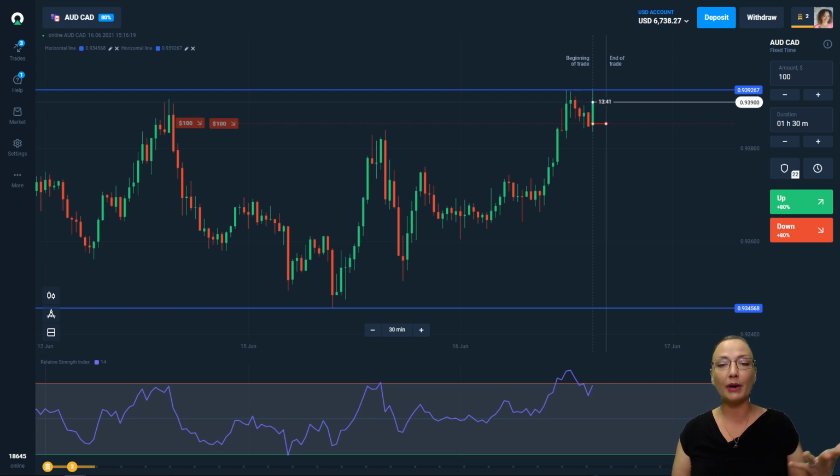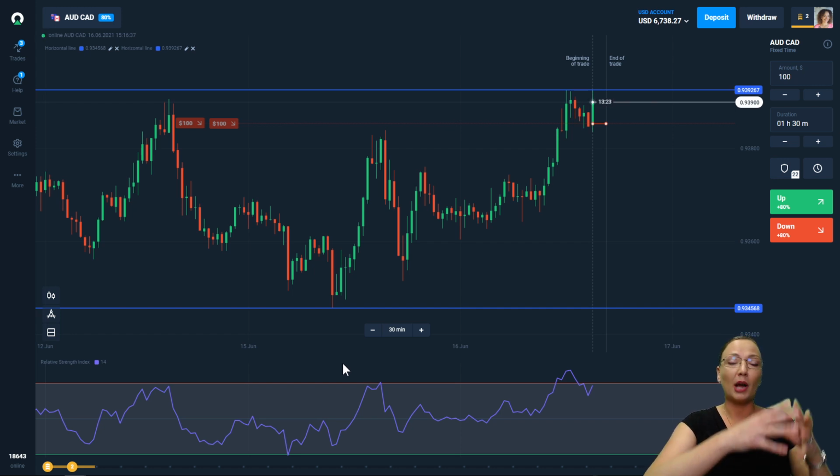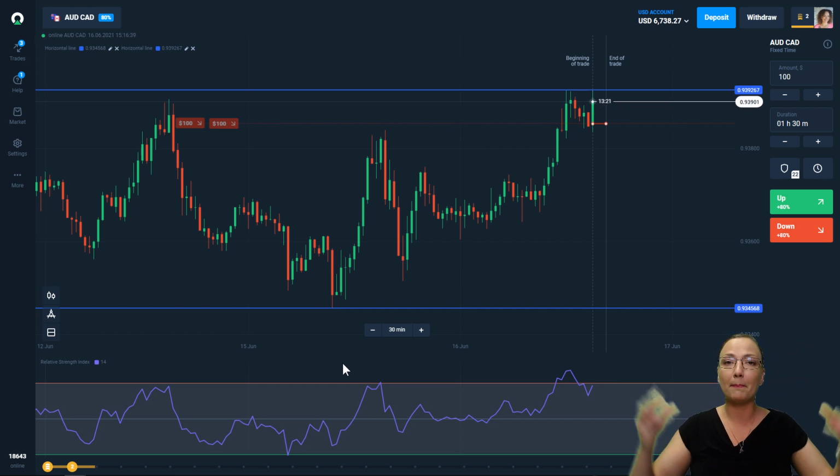So during a ranging market, oscillators work very well. They identify overbought and oversold areas where the price is too high to attract more buyers or too low to attract more sellers. Whenever the price is coming back down from the overbought area, or coming up from the oversold area, this can serve as an entry point.